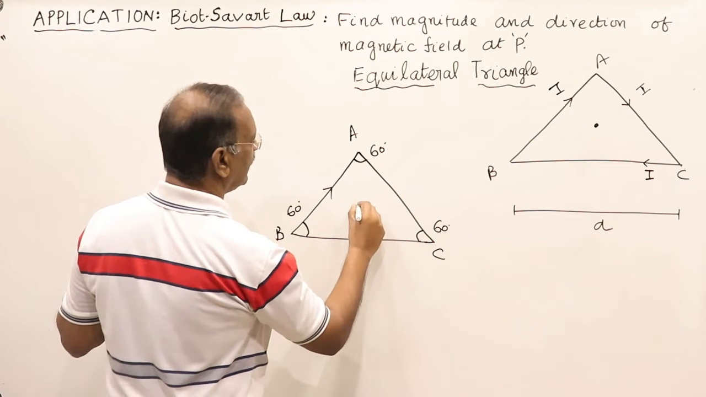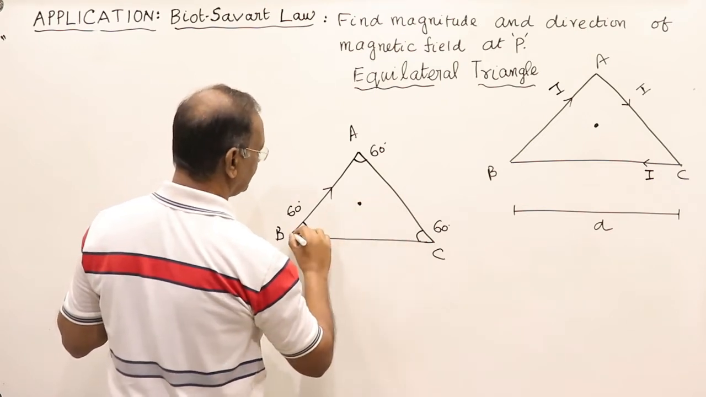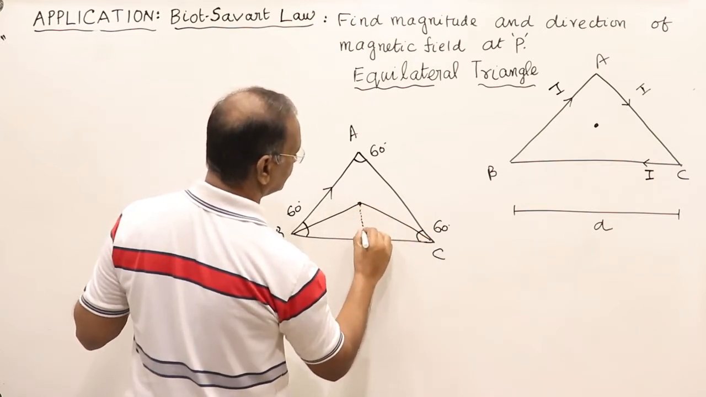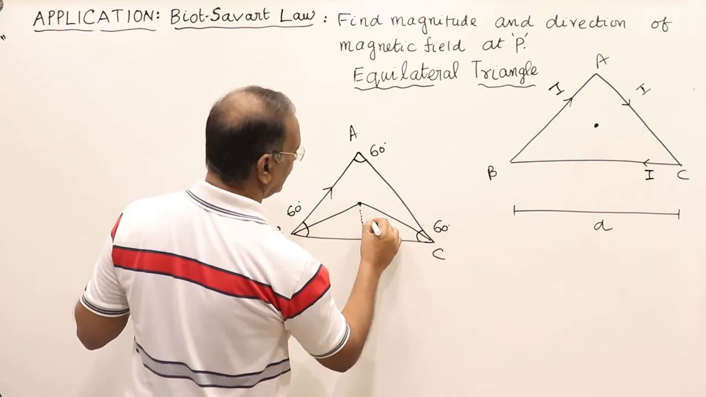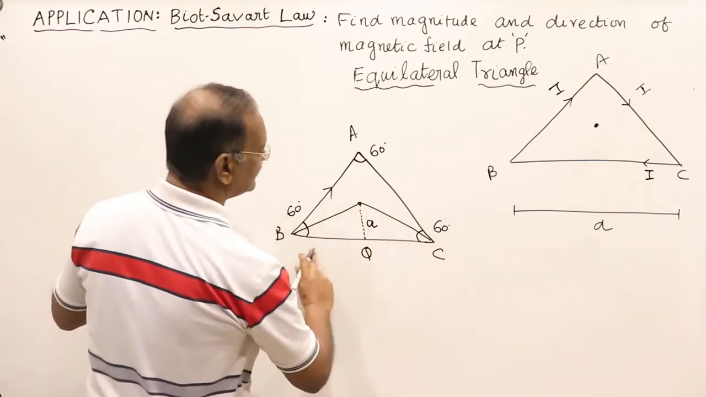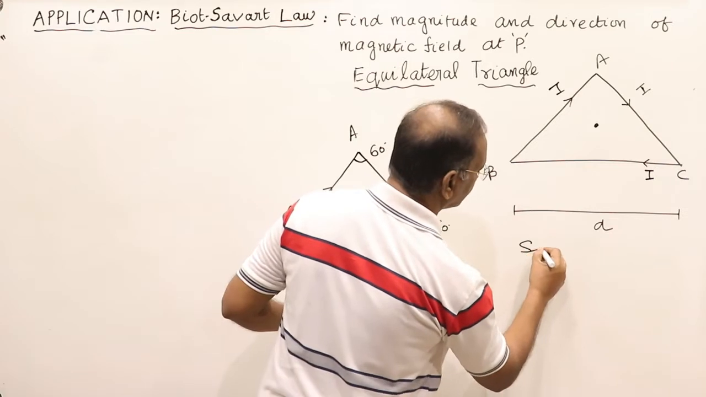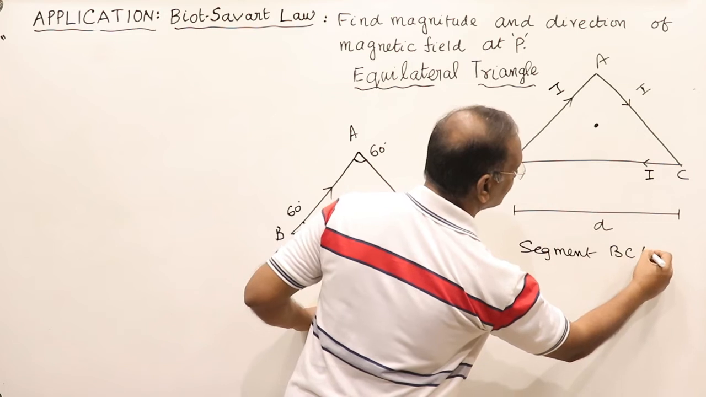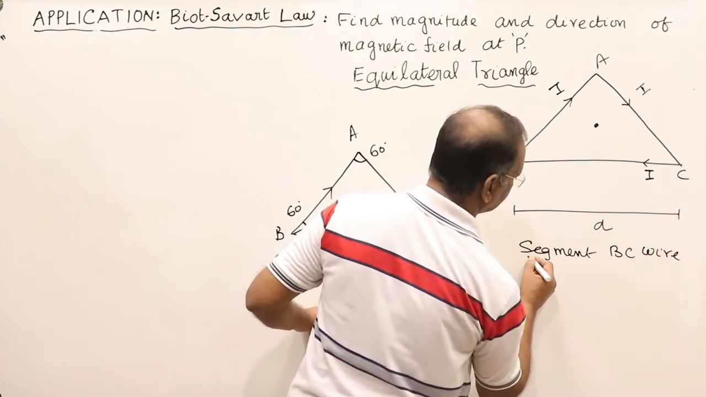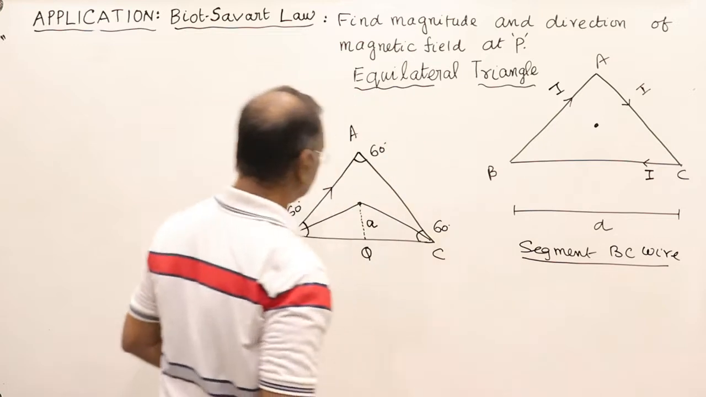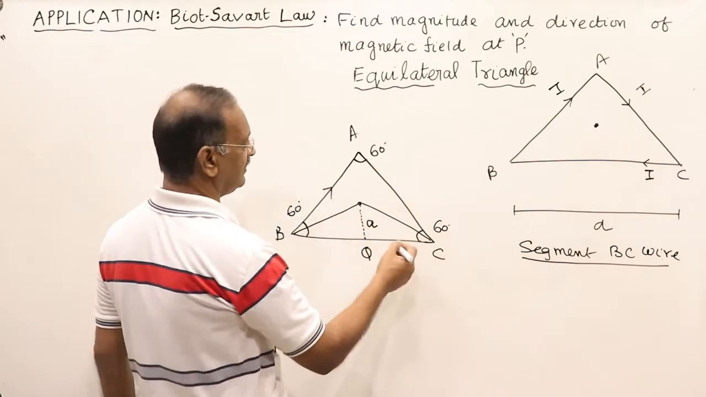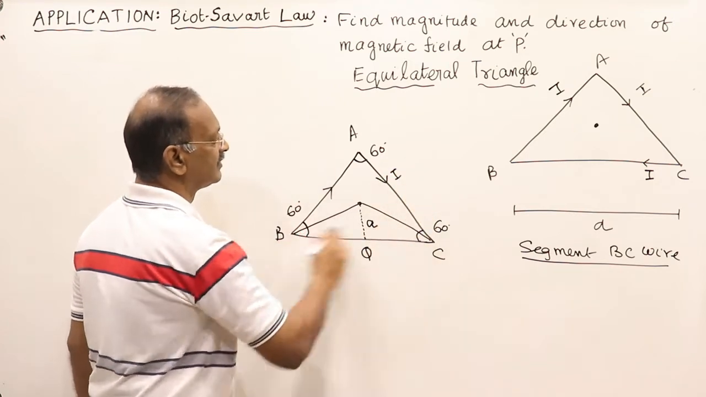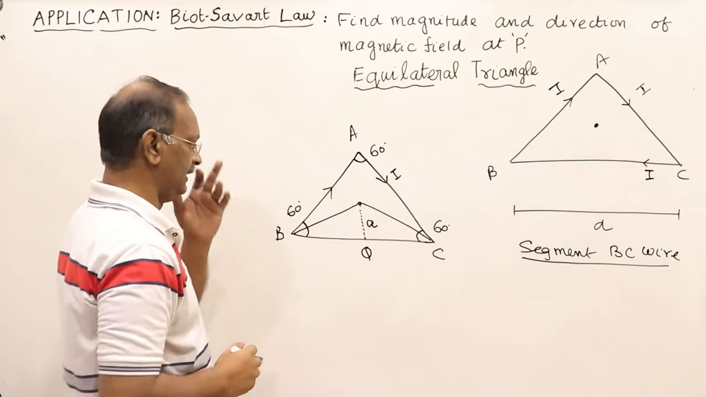Now, at this point P, we want to find the field. We draw this line, and we can call this point Q, the perpendicular distance. This is a current segment, segment BC, that is a wire. Segment BC acts as a wire in which current is flowing this way, in the clockwise direction.